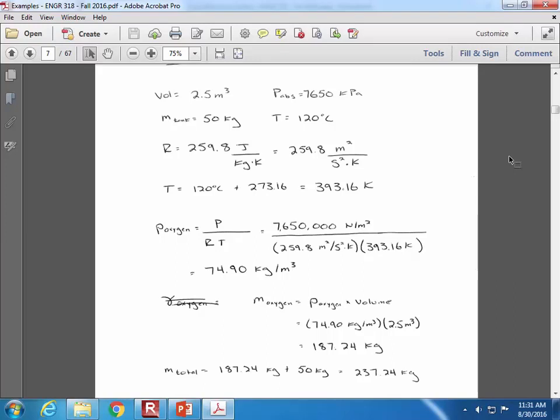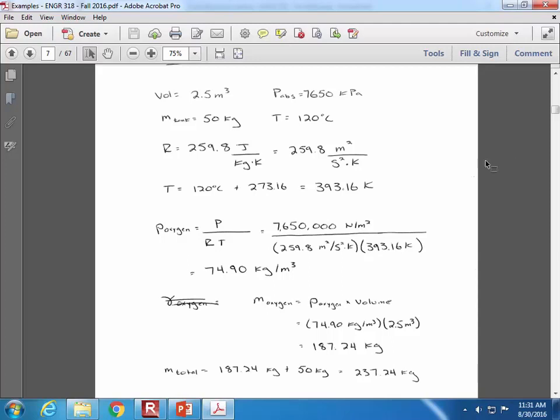So you can find the density of the oxygen in the tank when it's pressurized to 7.6 megapascals. That's really high pressure, quite a bit higher than atmospheric. So when it's pressurized that much, the density is 74.9 kilograms per cubic meter. Then the overall mass of oxygen in the tank is just multiplying that density by the volume, and that's where the 187.24 kilograms comes from.